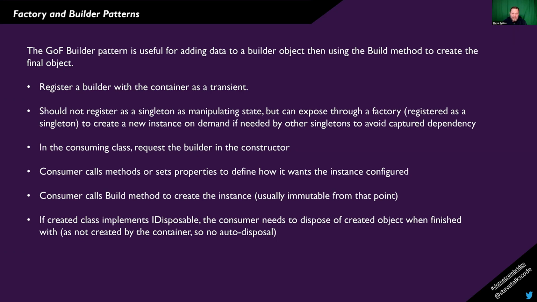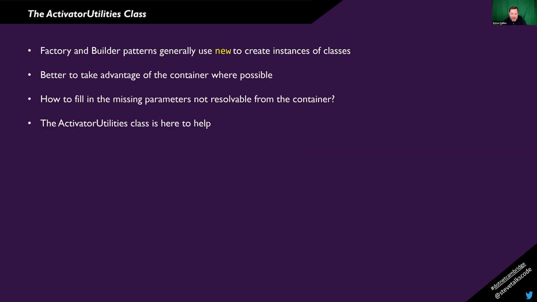The last thing to mention is that, like the factory, if the instance you created out of the builder is disposable, the caller will be responsible for calling the dispose method on it, not the container. Now, so far, we've assumed that the factory or builder classes will be using the new keyword to instantiate the class instance. But wouldn't it be good if we could take advantage of the container to do the creation for us? In the earlier slides, I said that the problem was working out how to populate the parameters the container doesn't know about. Luckily, this is where the ActivatorUtilities class comes in handy.